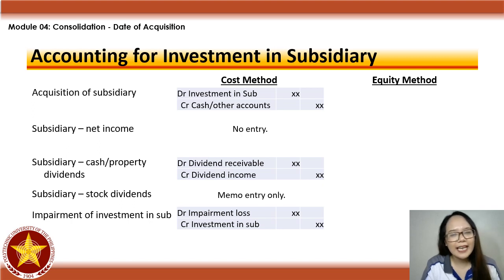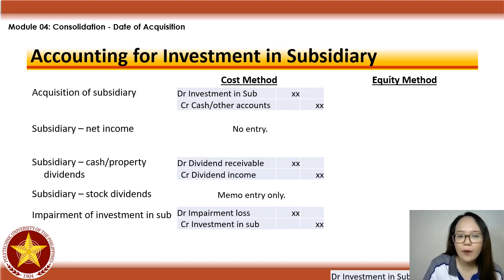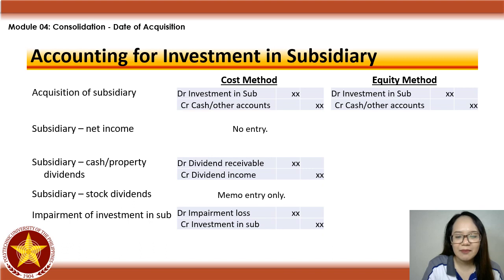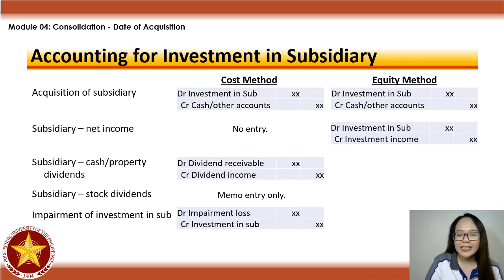Versus, tingnan naman natin ngayon kung ano yung entries kapag equity method yung ginamit mo. Okay, first, pag nag-acquire ka, same entry. Debit investment in subsidiary, credit whatever consideration you pay for it. Pag nag-net income, mag-i-increase under equity method si investment account. So, magkakaroon ka ng entry na debit investment, credit investment income. So, kapag loss naman yan, baliktad, debit investment loss, credit investment in subsidiary.